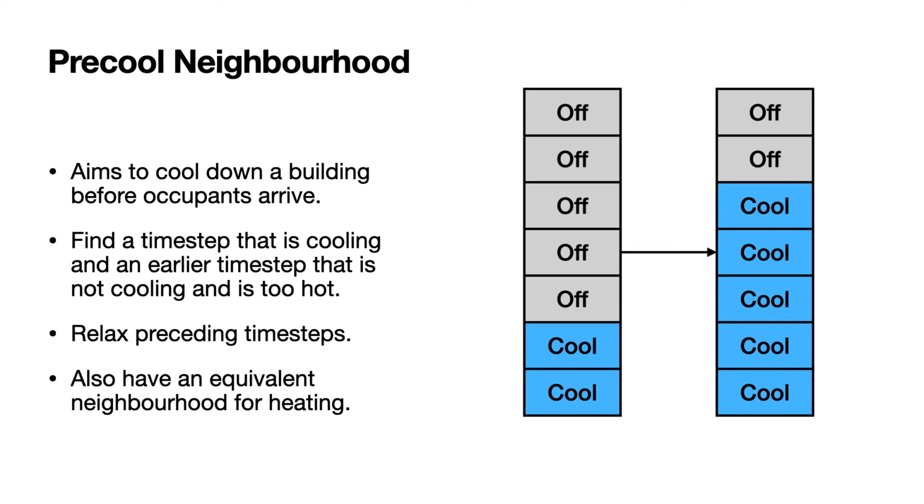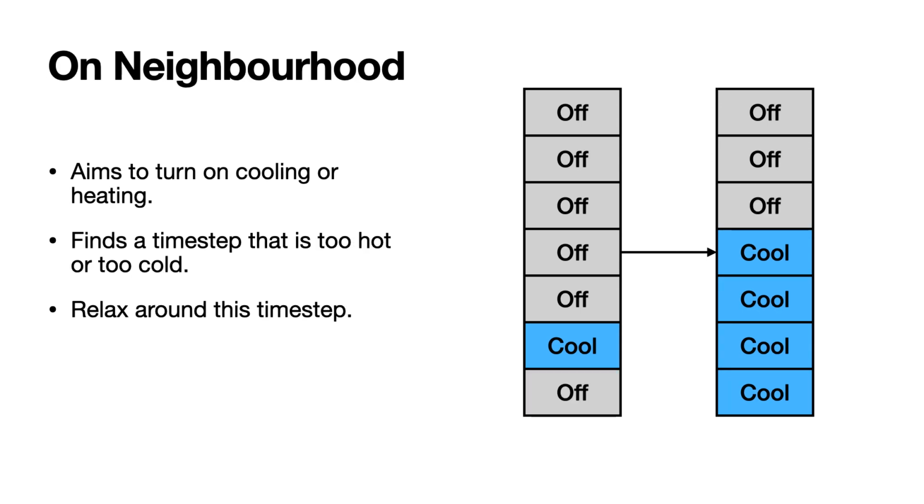The picture on the right shows that the building is initially too hot before it starts cooling. So this neighborhood turns on cooling earlier so that the building is comfortable when the occupants first arrive. We also have an equivalent neighborhood for preheating.